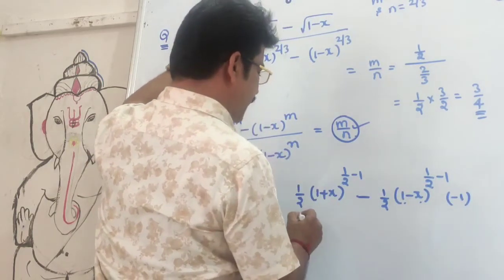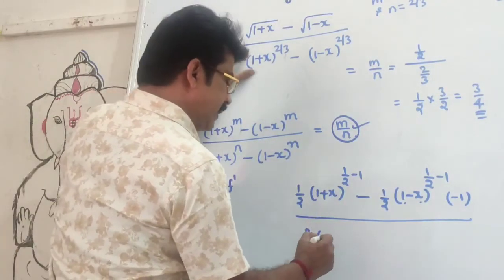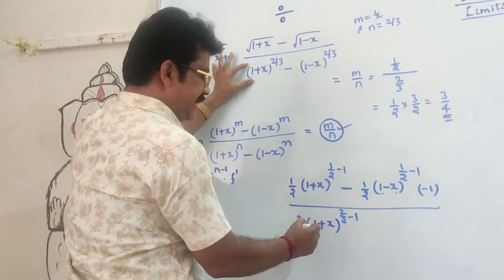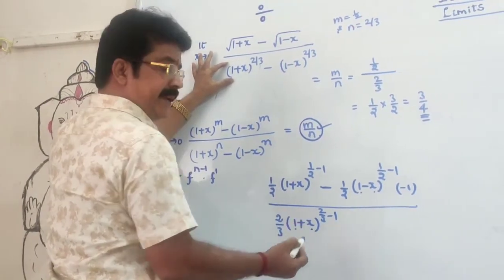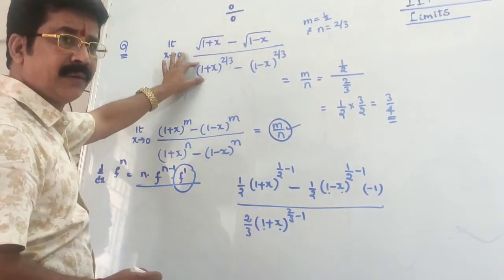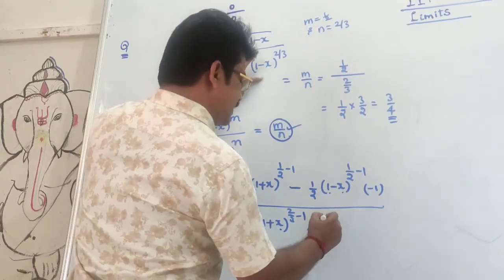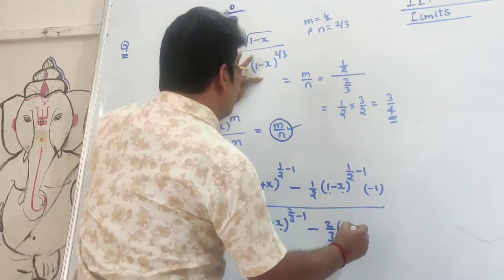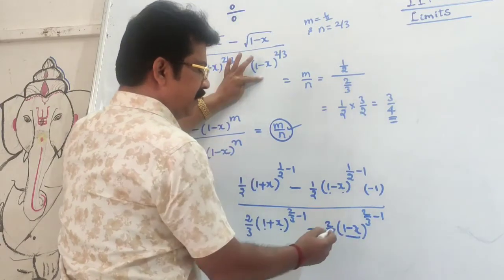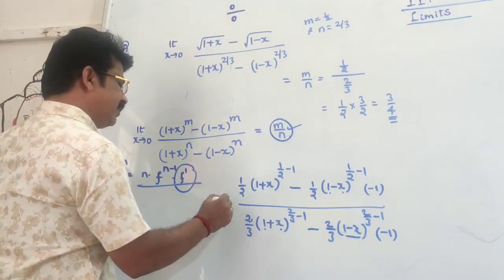So it is minus 1, divided by the denominator: 2 by 3 into (1 plus x) whole to the power of 2 by 3 minus 1, into its differentiation, d by dx of 1 is 0, d by dx of x is 1. We are using this formula: n into f of x whole to the power of n minus 1 into f dash of x. Next minus, this is 2 by 3 into (1 minus x) whole to the power of 2 by 3 minus 1, into d by dx of 1 minus x, which is 0 minus 1. So it is minus 1, and x tends to 0.